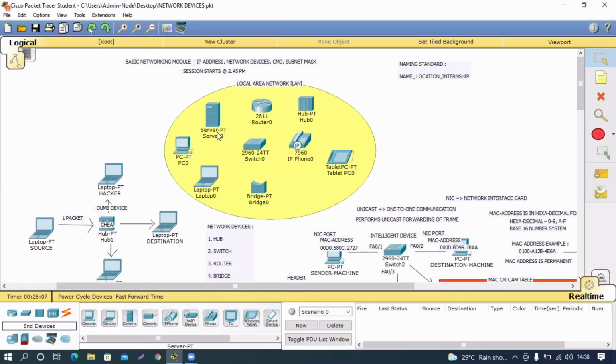Actually, we're going to see what is in a company. These are the types of devices you will see in an organization: servers, laptops, desktop machines. This is a router machine. This is a switch machine.